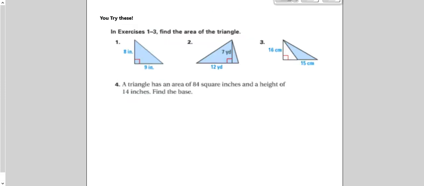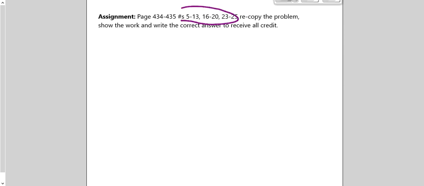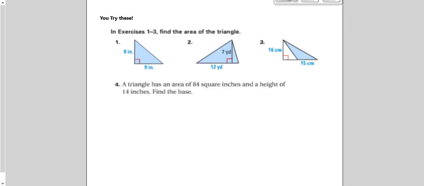All right, so I have some for you to try. These are just very similar to the ones that I just went over. So give these 4 a try. We'll go over them in our live meet together. And then when you're done with those 4, give these a try. So 243 to 435, 5 to 13, 16 to 20, and 23 to 25. Okay, so give those a try. So that's lots of practice for you guys.